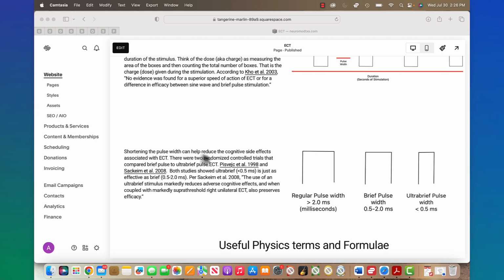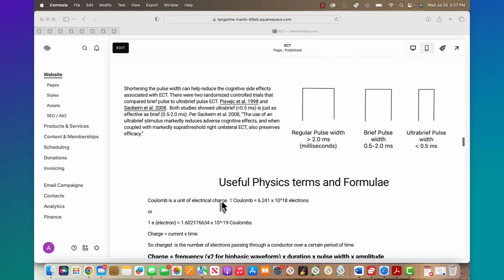So shortening the pulse can help reduce the cognitive side effects associated with ECT. There are two randomized controlled trials that compared ultra-brief, which is going to be anything less than 0.5 milliseconds, and brief pulse. And the use of an ultra-brief stimulus markedly reduces adverse cognitive side effects, and when coupled with markedly suprathreshold right unilateral treatment, also preserves efficacy.